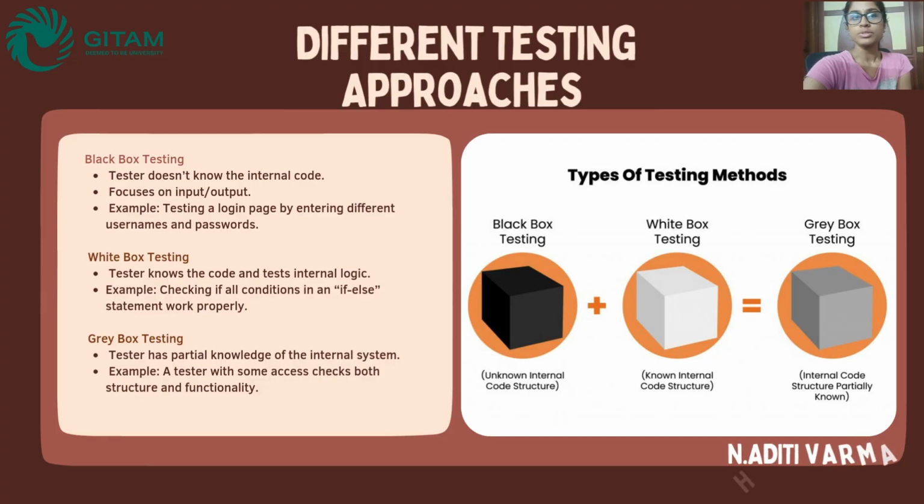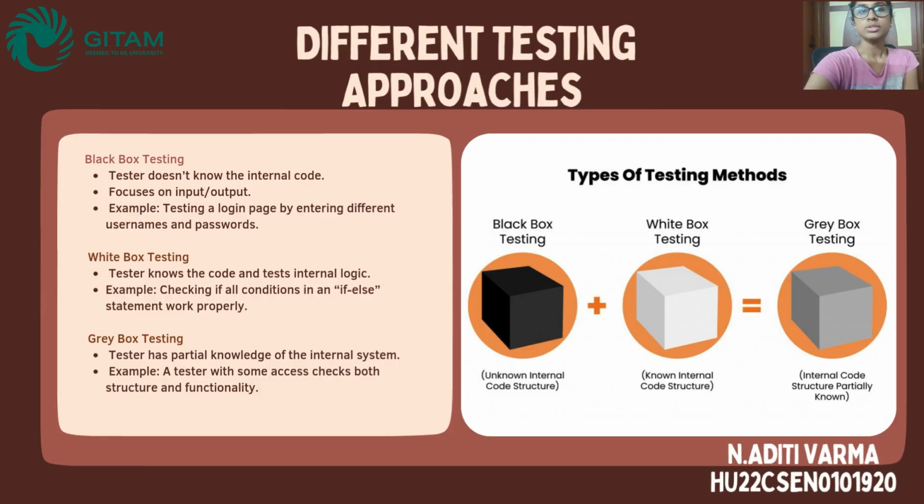Different testing approaches. We have three main approaches: black box testing, white box testing, and gray box testing. In black box testing, the tester focuses on the inputs and the outputs, whereas in white box testing, testers examine the internal code. And gray box testing is a mix of both. For example, when a user enters the wrong password on a website, the tester checks if the system correctly displays an invalid password error.